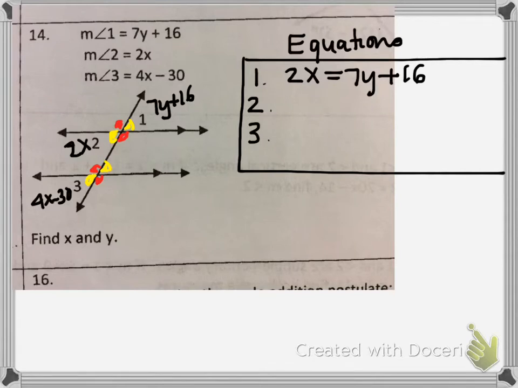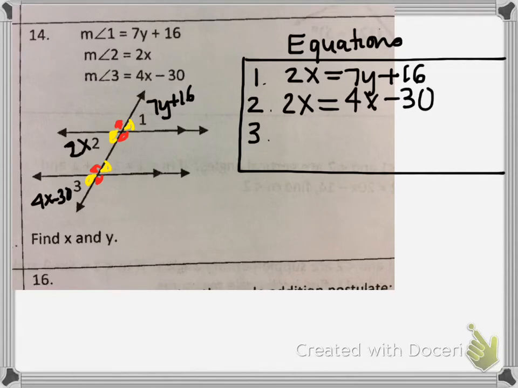The second equation I can look at is relating angle 2 and angle 3. Angle 2 and angle 3, they both land on yellow, or you could say these are both corresponding angles. They're in the lower left-hand corner of each line, and they are equal to each other, corresponding. So 2x is equal to 4x minus 30, and I can solve equation 2 because it has only one variable.